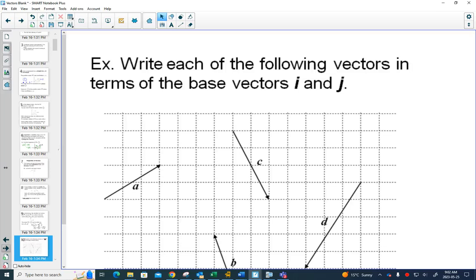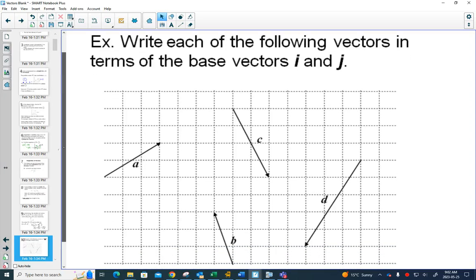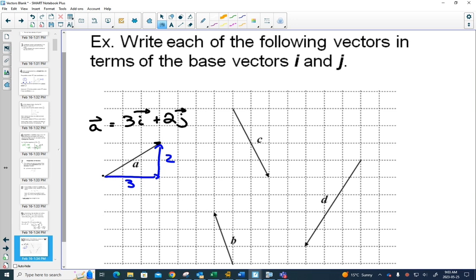So what we're going to do for each of these is write all of these vectors in terms of i's and j's. So for example, here, A starts here, the arrowhead goes here, so it ends there. Can you see that he went 3 to the right, and then 2 up? So we can write A as 3i plus 2j. I'll get you to do B, C, and D.